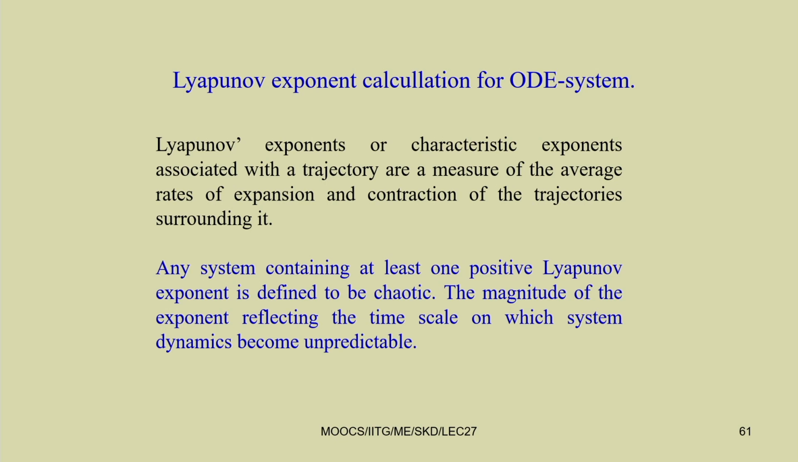rate of expansion or contraction of the trajectory surrounding it. So, let us say you have an equation, or flow equation, that is written in this form x dot equal to f(x; m). Here m is the parameter which you are changing and x is the state vector.